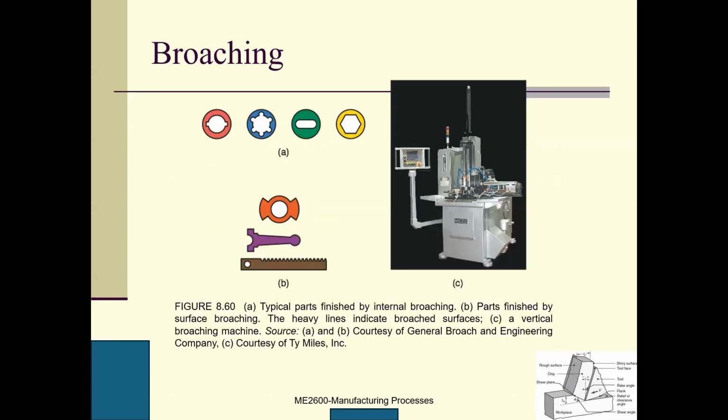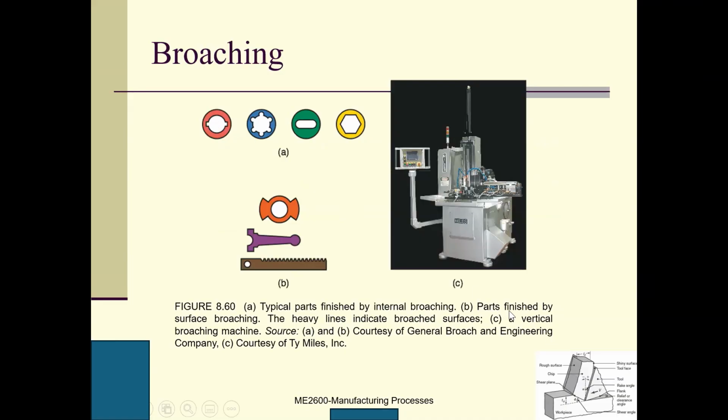And then we talk about broaching. Here we have different shapes on these slots, and we can broach them. These are typical parts finished by internal broaching, right? So it is internal broaching.